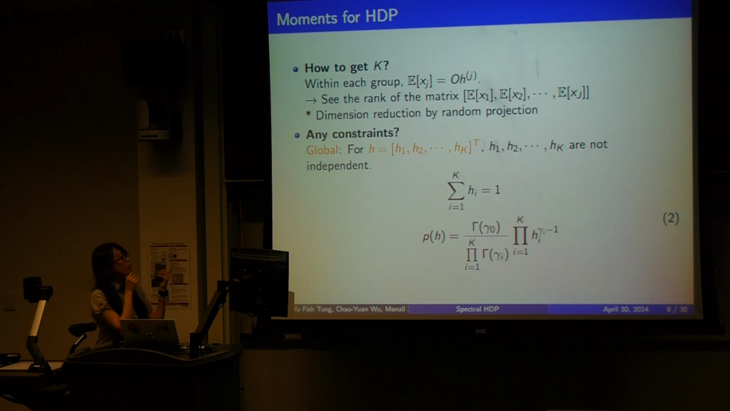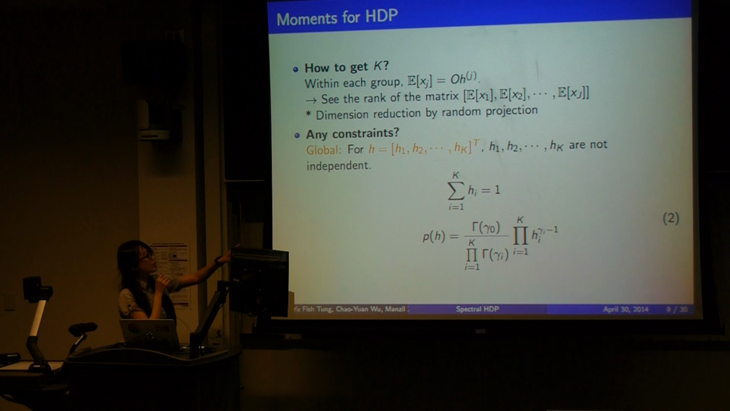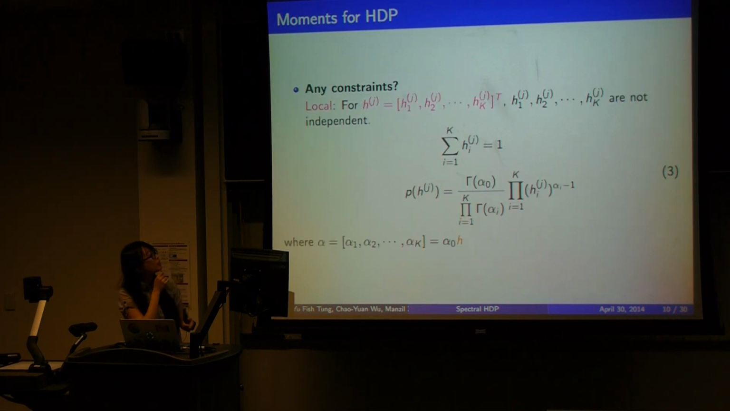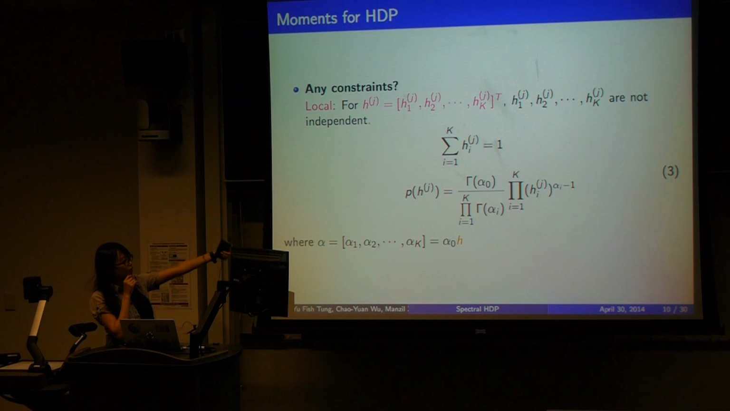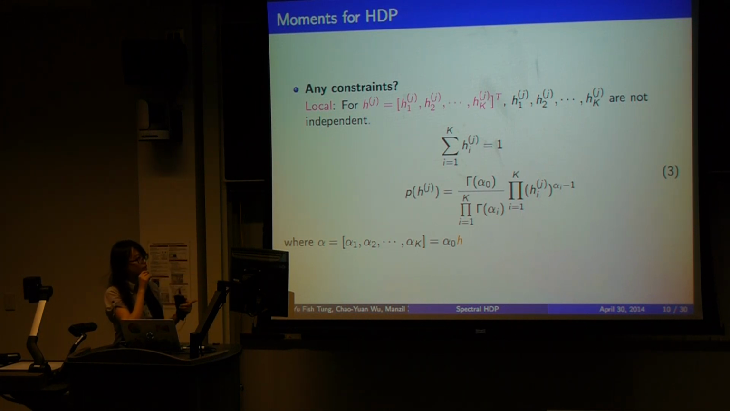Do we have other constraints in this model? Yes, because H1 to Hk is generated from a Dirichlet distribution. So we have the sum of Hi equal to 1, and also a Dirichlet distribution for them. This is for the local case. It's the same, but we have to notice that the alpha parameter is derived from the global topics, so it will be alpha multiplied by H.